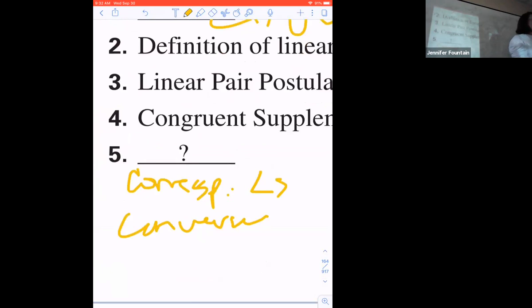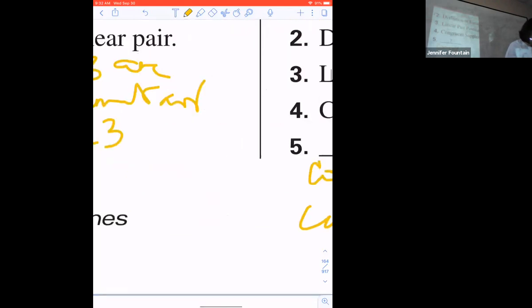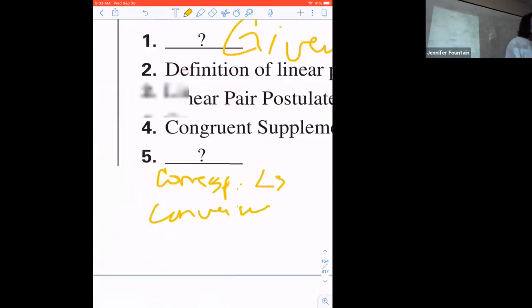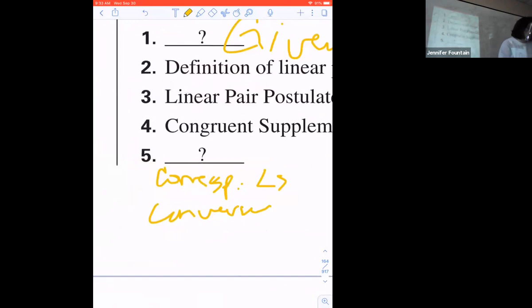Hang on a second. On number 5, I wrote definition of parallel lines. That was what proves line 1 parallel to line 2, but because we're having to prove that, we're having to use step 4 to get to step 5. So we're having to incorporate these two things. So what's number 5? Number 5 would be corresponding angles converse.